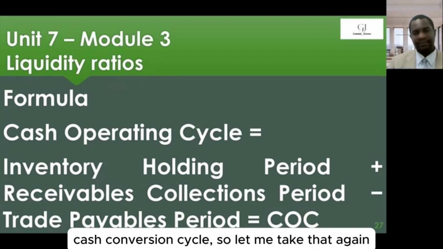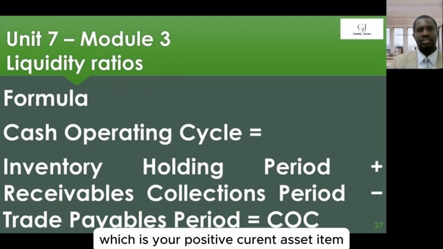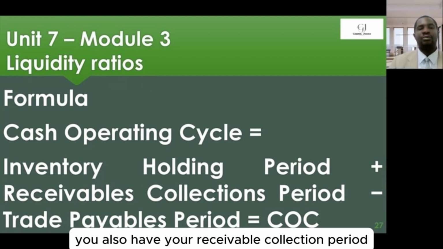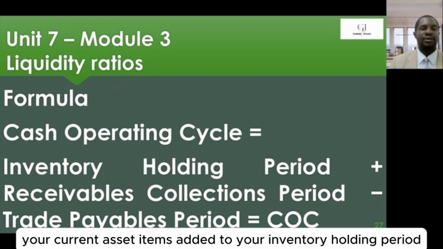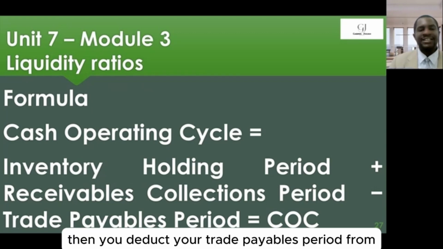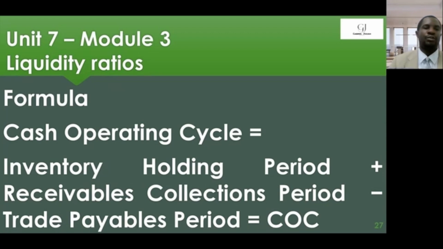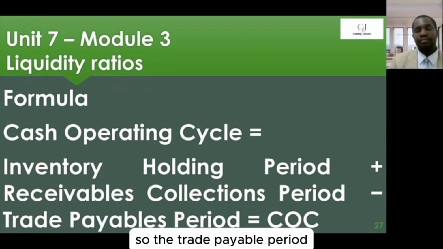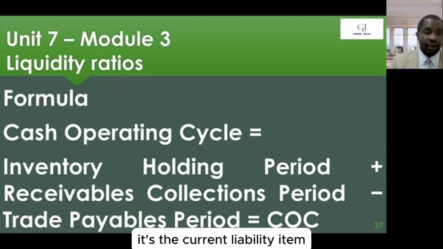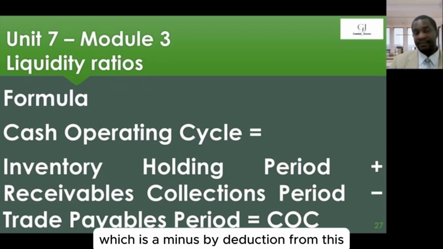So let me take that again. Your inventory holding period, which is your positive current asset item. You also have your receivable collection period, which is your positive current asset item added to your inventory holding period. Then you deduct your trade payables period from the two of them to have your cash conversion cycle. The trade payable period is the current liability item, which is a minus or a deduction from this.